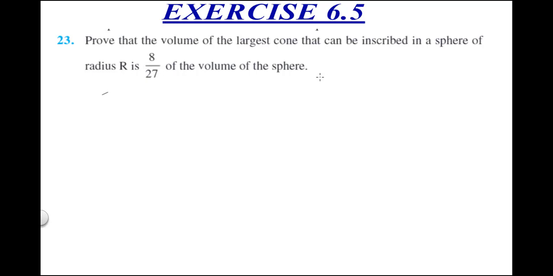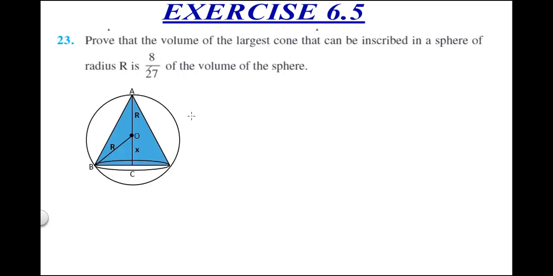Let us first draw the diagram, a sphere and a cone. I have drawn a sphere and inside it there is a cone. It is given that the radius of the sphere is capital R, so these two are the radius. I am considering this OC as x, so what is BC? The radius. We need radius and height for writing the volume of the cone. So the volume of the cone is 1 by 3 pi r square h.